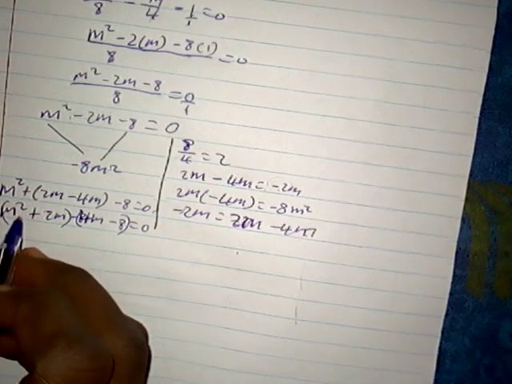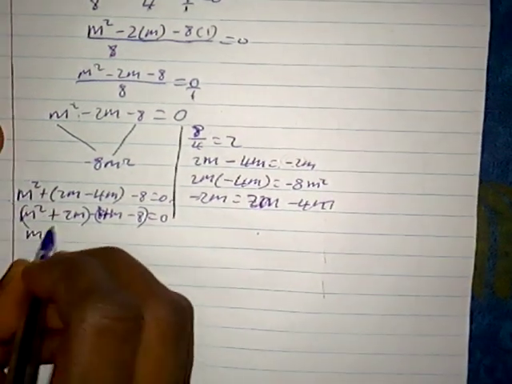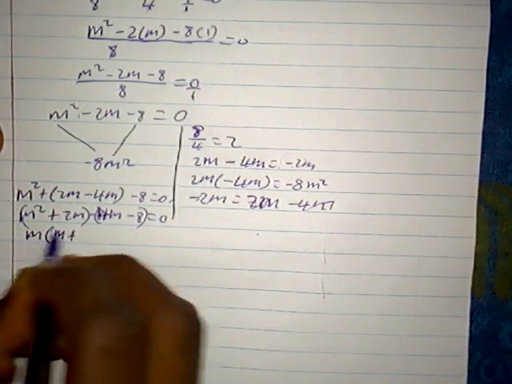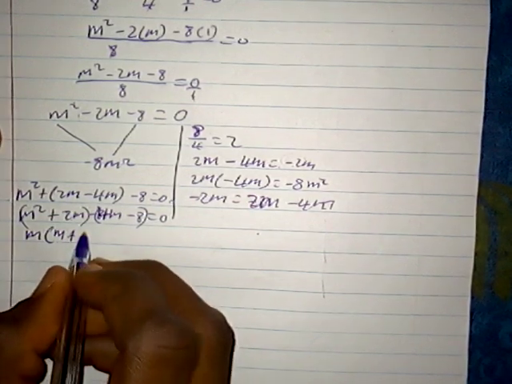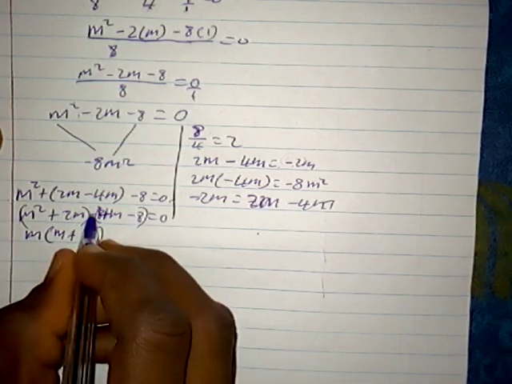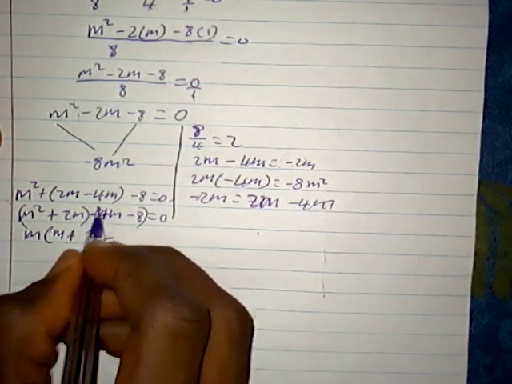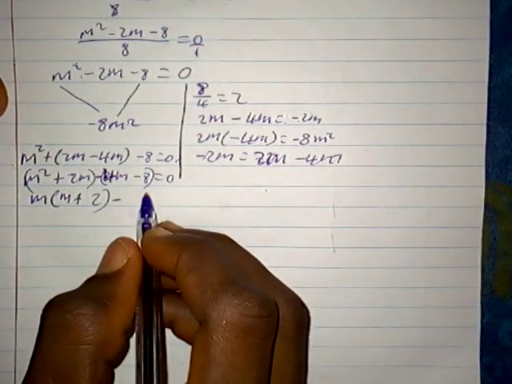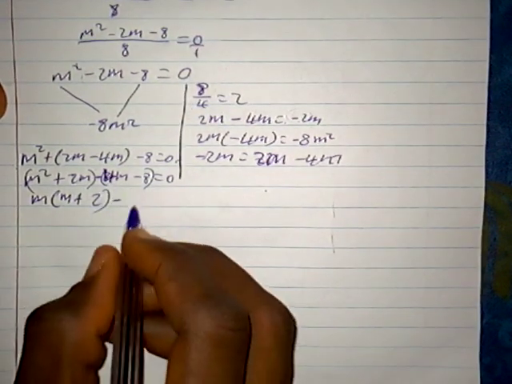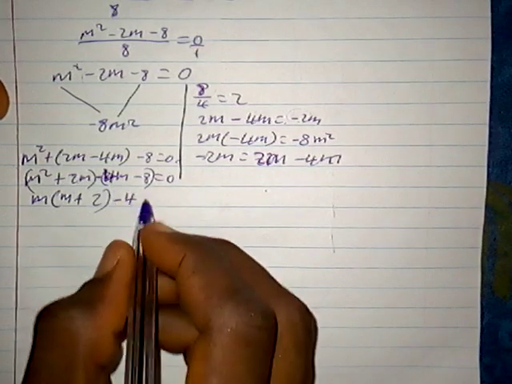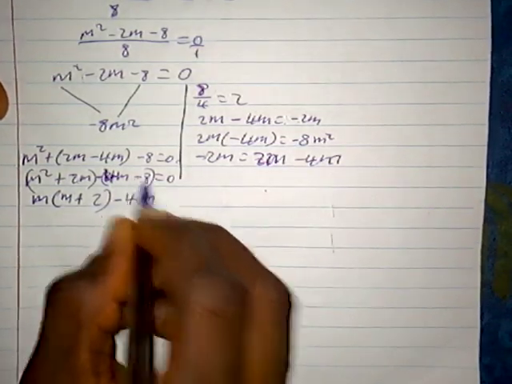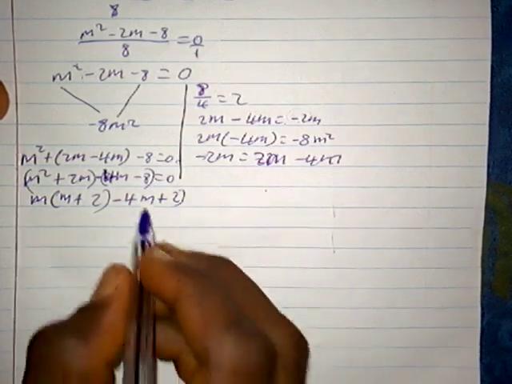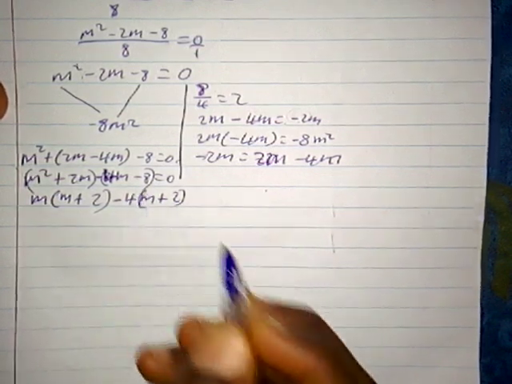What is the common factor here? It's m. So m into m square is just m, plus m into 2m is just 2. What is the sign here? It's minus, we put minus here. Now what is the common factor? It's 4, because 4 into 4m is just m. Minus times minus is plus, 4 into 8 is 2.